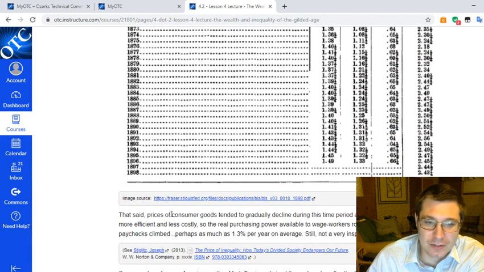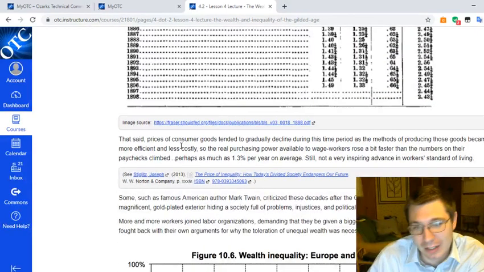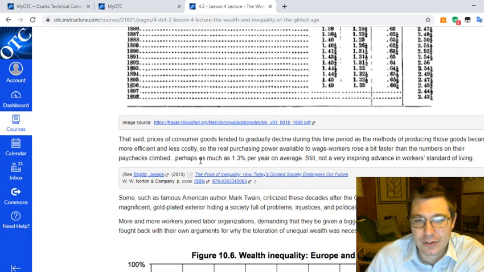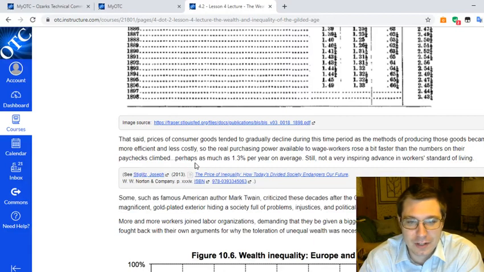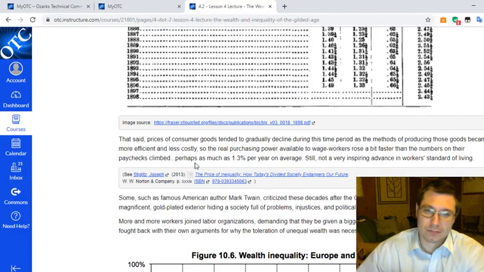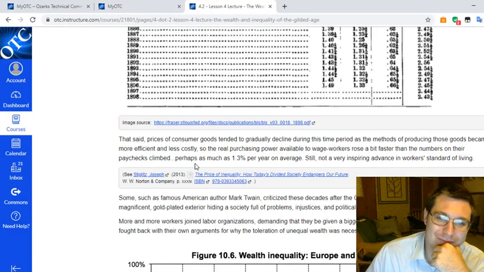That said, prices of consumer goods tended to gradually decline during this time period as the methods of producing those goods became more efficient and less costly. So the real purchasing power available to wage workers rose a bit faster than the numbers on their paychecks climbed. Their real purchasing power climbed by perhaps as much as 1.3% per year on average, or about 40% over the course of the Gilded Age. Still not what I would consider a very inspiring advance in workers' standard of living.